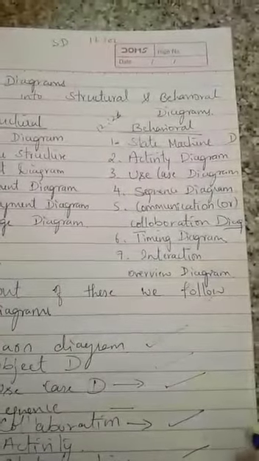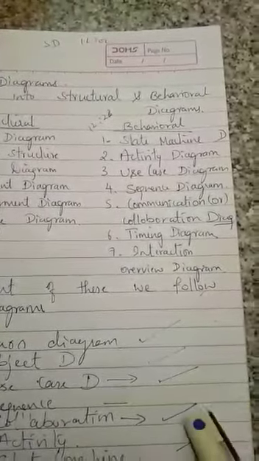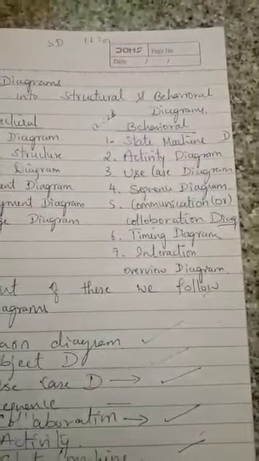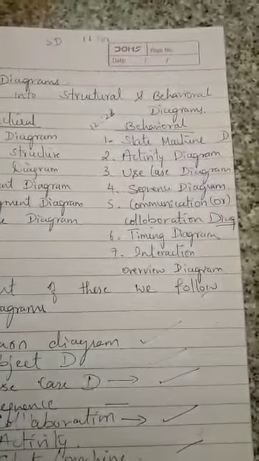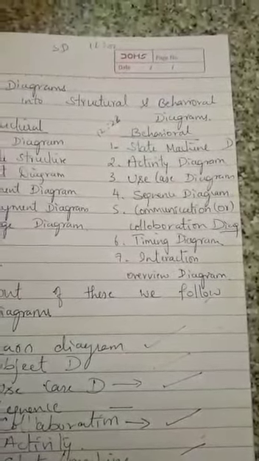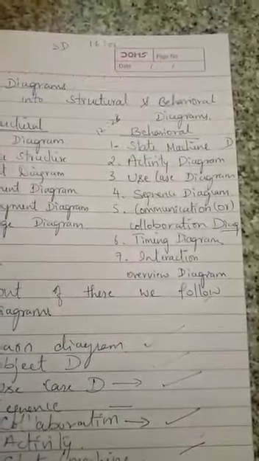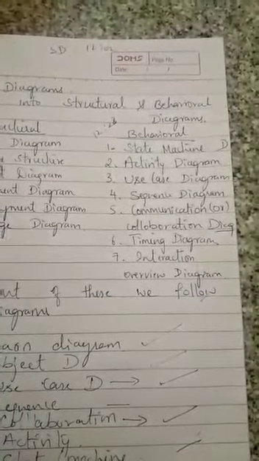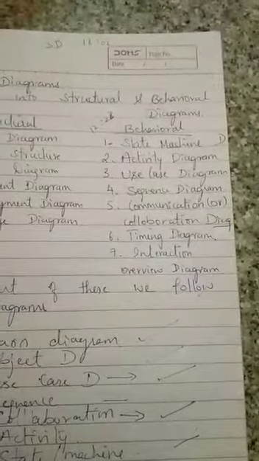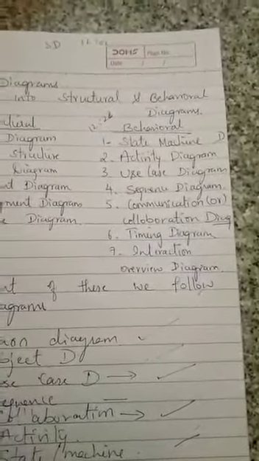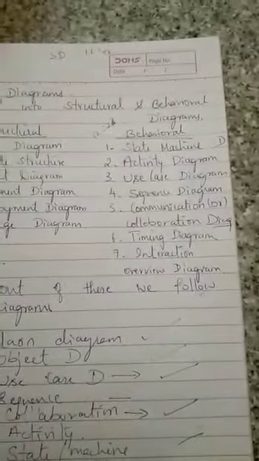And next comes fifth, that is communication or collaboration. The collaboration diagram is also called the communication diagram. The communication diagram displays an interaction organized around the objects and their links to one another. This diagram is used to show the sequential messages from the sequence diagram. So those messages are exchanged between the objects in which diagram? Collaboration diagram.